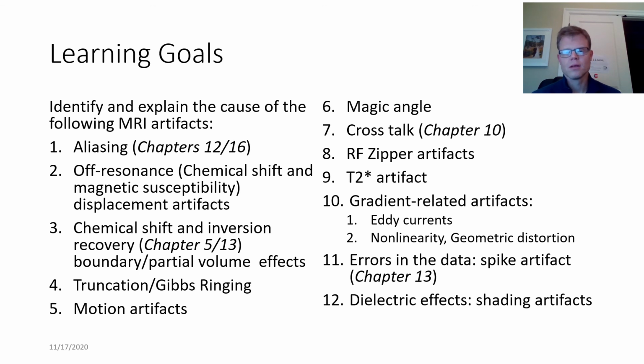Then a couple less common ones, magic angle and crosstalk, which we had mentioned in chapter 10. We showed the RF zipper and T2 star artifacts that are quite common. And ones that are pretty well corrected for by the system are the gradient related artifacts. I didn't go through them here, but we did in chapter 13, went through errors in the data like spike artifacts. And then finally mentioned the dielectric effects, so image shading that you get from that.